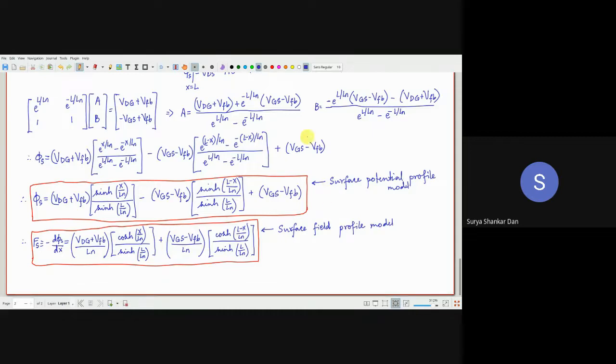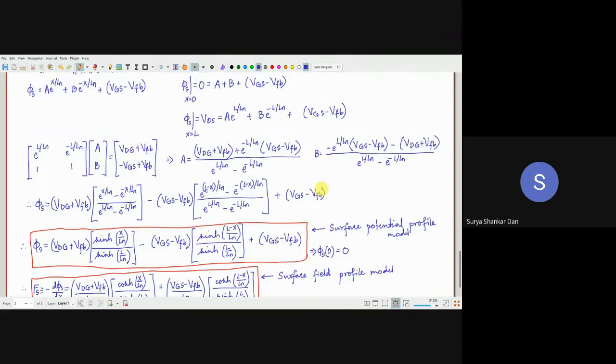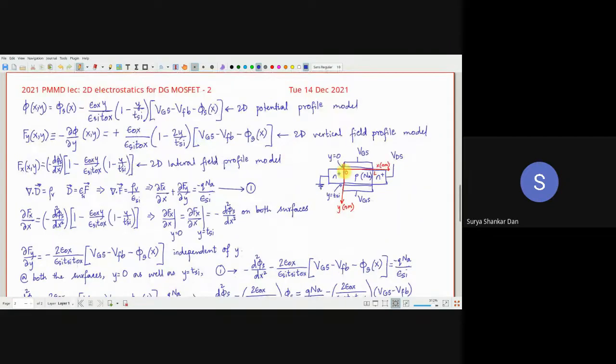A couple of things to remember before we conclude. This implies that phi s at 0, what will it be? Sine hyperbolic of 0 is 0, so this term is totally gone. Sine hyperbolic L minus 0 is sine hyperbolic L by ln over sine hyperbolic L by ln, so this term becomes 1. You are left with minus VGS minus VFB plus VGS minus VFB, which becomes 0. That means the surface potential at the source junction is 0. Has to be, it is grounded.